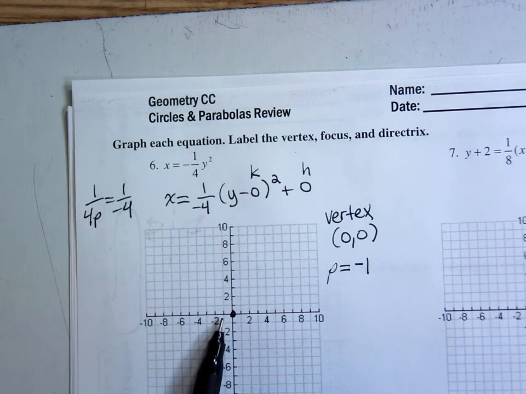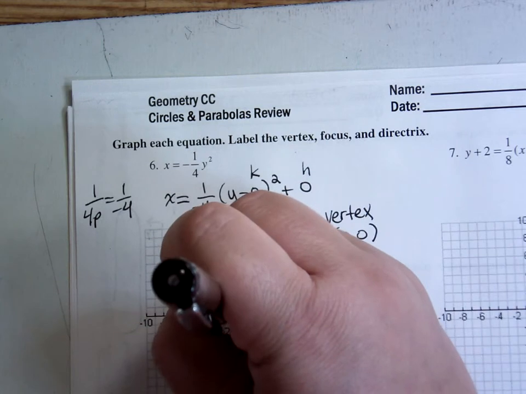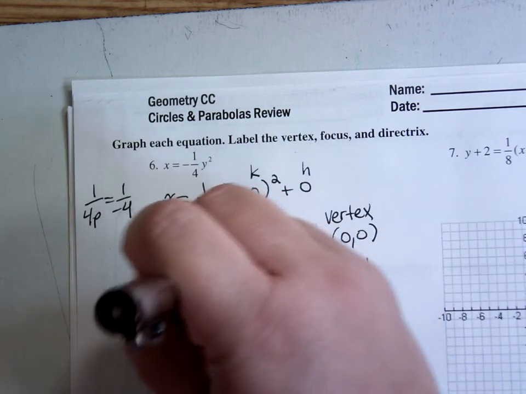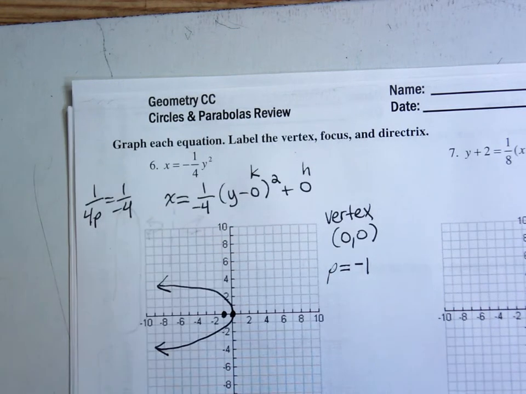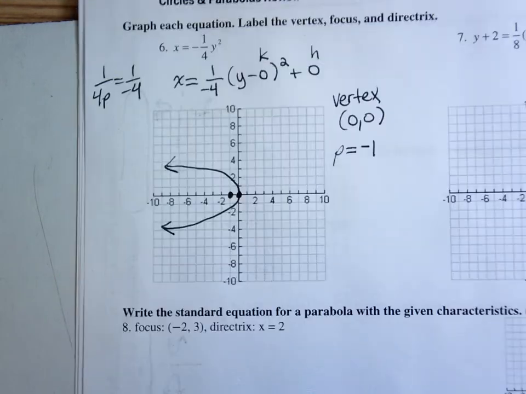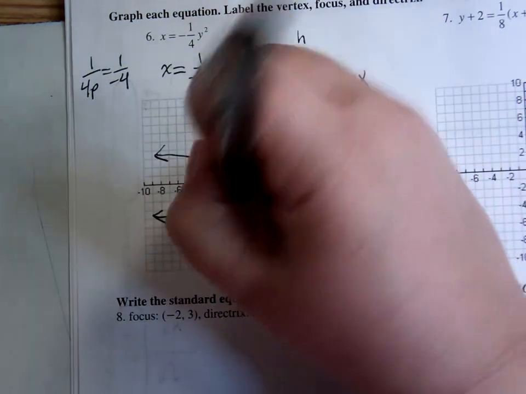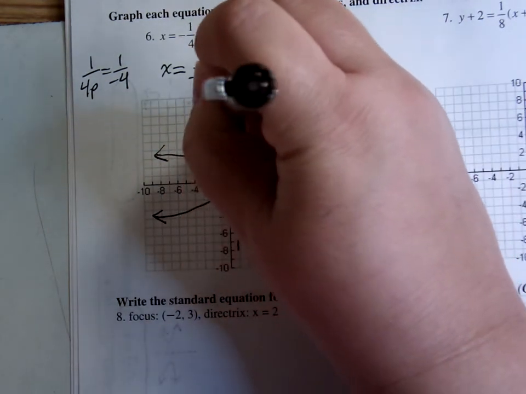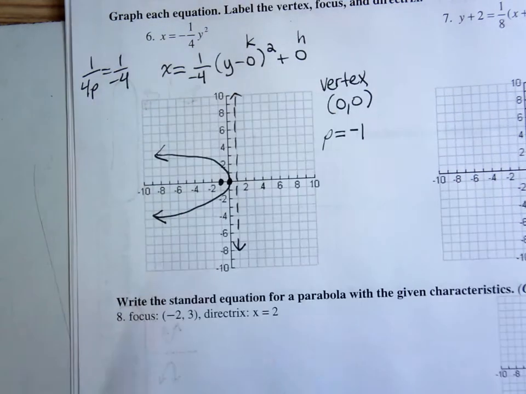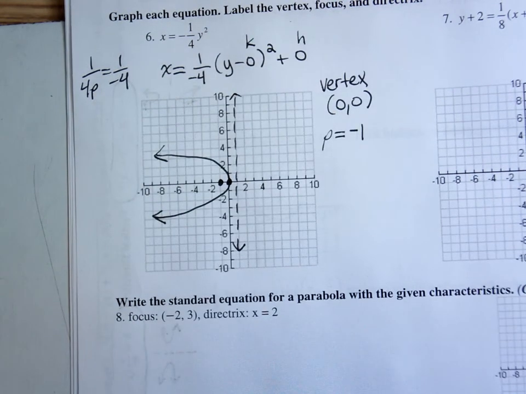If the vertex is at (0, 0) and P is negative 1, that means to go to the focus from the vertex, I go left, and it's going to open to the left. So it looks a little something like this. That means my directrix would be right 1, the opposite direction. And there it is. And that's my answer.